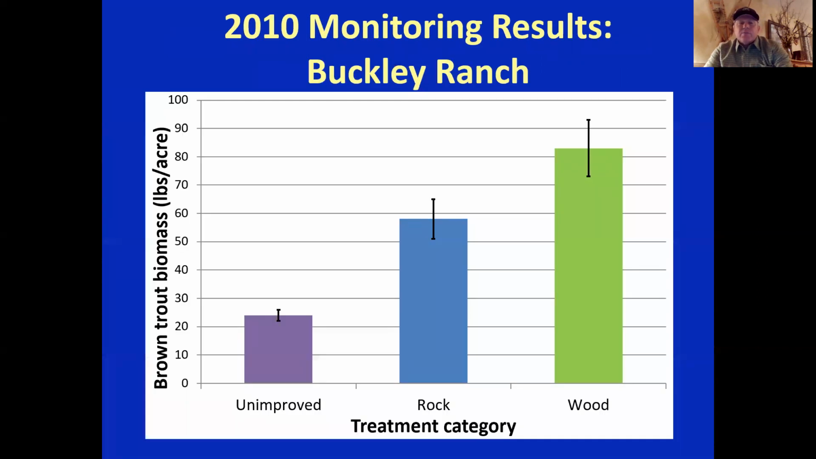And here's our results. Brown trout biomass on the y-axis, you can see in the unimproved control, we had about 20 to 25 pounds per acre. Using rock, we got almost to 60 pounds per acre. And then finally, using the wood treatments, we exceeded 80 pounds per acre. And those are 95% confidence intervals. So you can see that wood was, in this case, better at achieving our goals of improving trout populations in terms of their biomass.